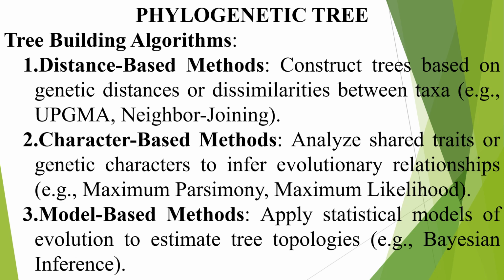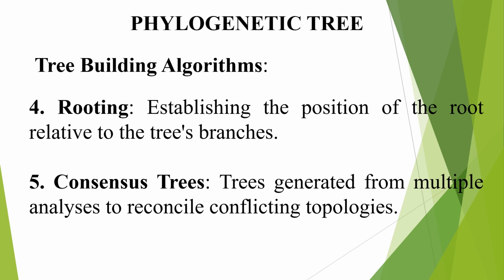3. Model-based methods. Apply statistical models of evolution to estimate tree topologies. Example, Bayesian inference. 4. Rooting. Establishing the position of the root relative to the tree's branches. 5. Consensus trees. Trees generated from multiple analyses to reconcile conflicting topologies.